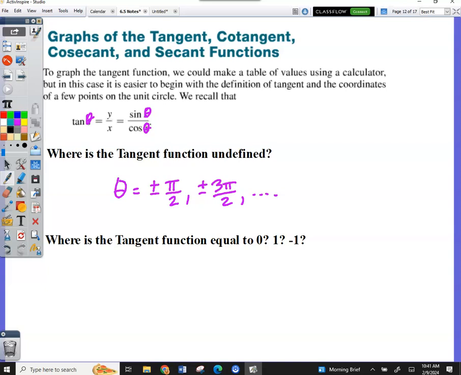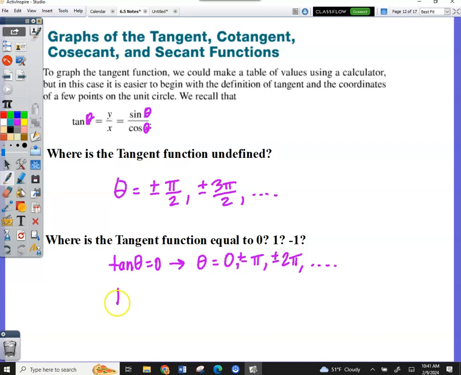Where was tangent equal to 0? What values? Pi, 2 pi, 0 or negative, right? You could go in reverse. Tangent is 0 on what? The x-axis. So increments of pi or 2 pi, or you could keep going.